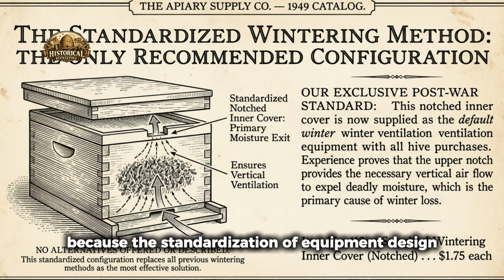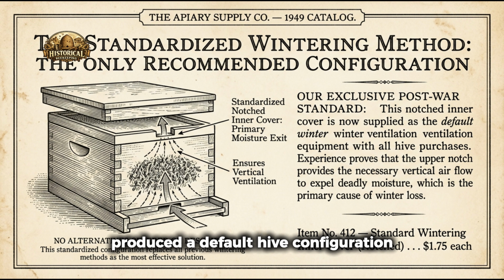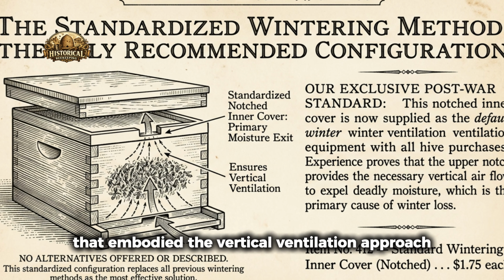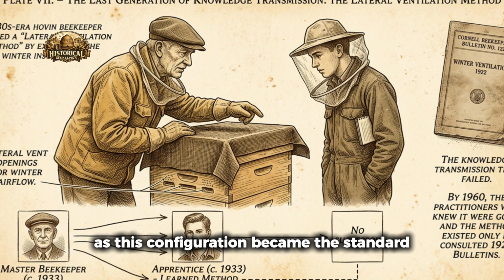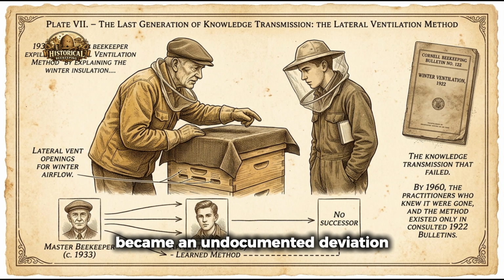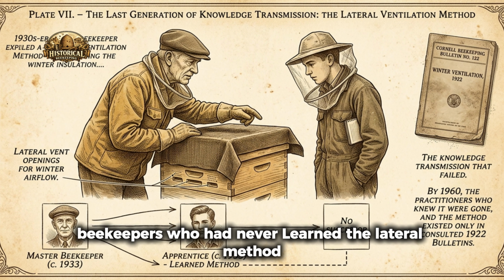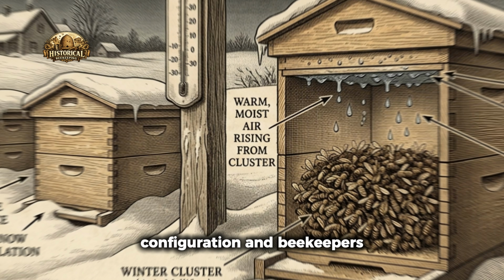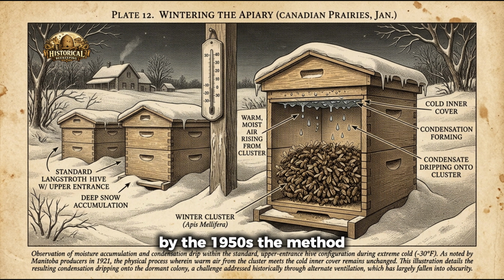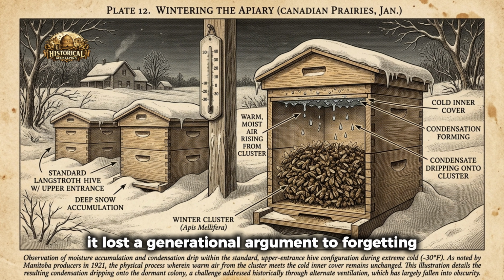It disappeared because the standardization of equipment design in North American commercial beekeeping after the Second World War produced a default hive configuration, the inner cover with a notched upper entrance, that embodied the vertical ventilation approach. As this configuration became the standard, instruction built around it, and the lateral ventilation modification became an undocumented deviation from standard equipment, rather than a named and taught alternative. Beekeepers who had never learned the lateral method had no reason to deviate from the standard configuration, and beekeepers who had learned it from the 1922 bulletins were aging out of the teaching population by the 1950s. The method did not lose a commercial argument to a competitor. It lost a generational argument to forgetting.